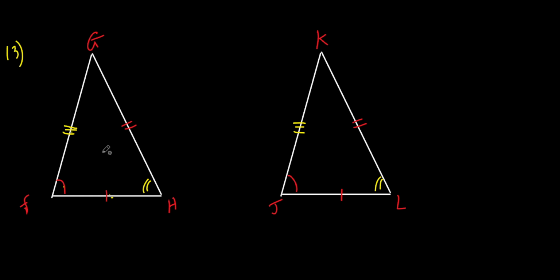With just the red ones, right? Just knowing that G and K were equal, still not enough information. Well, it kind of is. You want to know why?